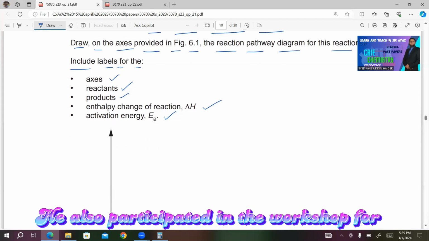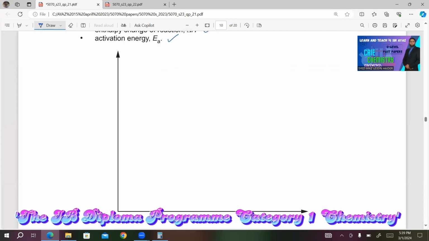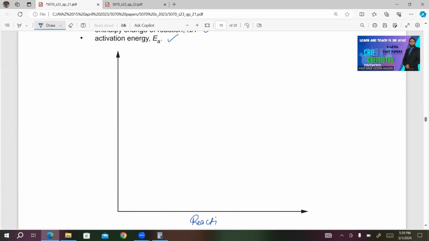So here we have to include axis on this diagram. On the x-axis we have reaction pathway, so write reaction pathway here. You can even write time. And on the y-axis you have temperature or energy. If you're writing temperature, then we have to mention centigrade. For energy, it's up to you if you write kilojoule.